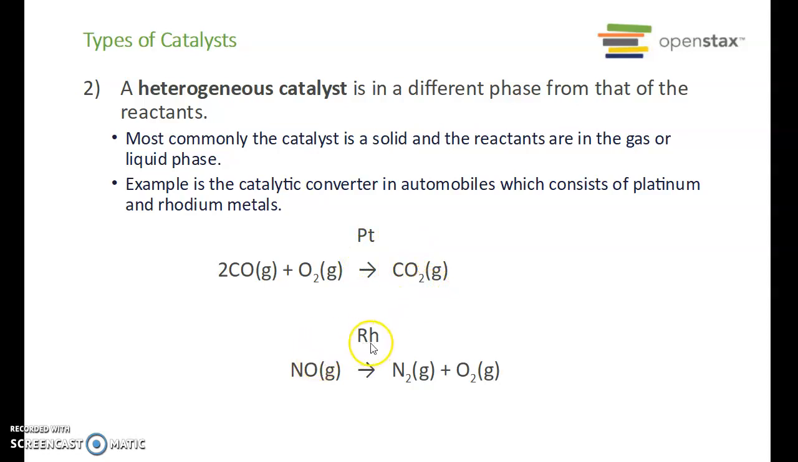And the purpose of the rhodium metal is to have the NO form nitrogen and oxygen. Both of these are good gases, contrary to what people might say. Carbon dioxide is essential for life and is not a pollutant. Carbon monoxide and NO both are ones that would be deleterious to life.